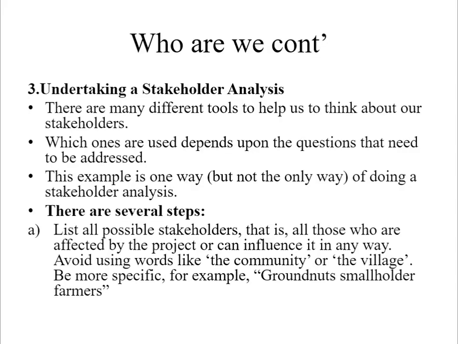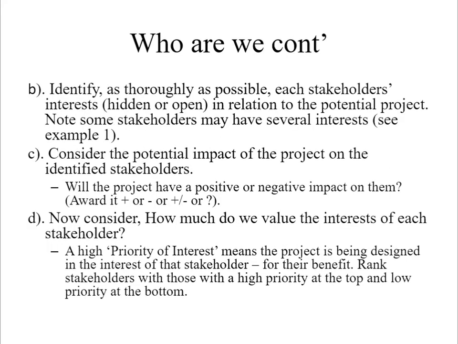So, when undertaking a stakeholder analysis, there are many different tools to help us to think about our stakeholders. Which tools to use depends upon the questions that need to be addressed. So I will give an example of the steps to follow when doing stakeholder analysis, but this is not the only way of doing it. The first step is to list all possible stakeholders, that is, all those who are affected by the project or can influence it in any way. When listing, avoid using words like the community or the village, but be more specific. For example, sweet potato smallholder farmers.